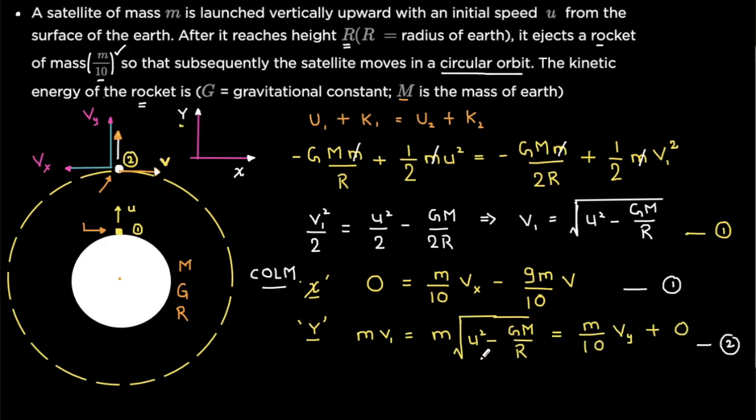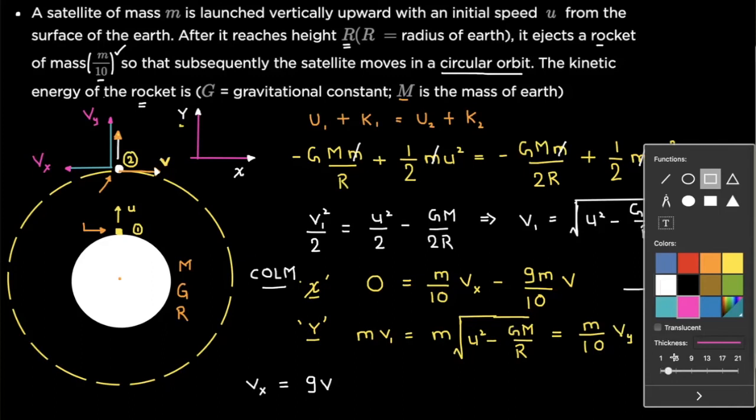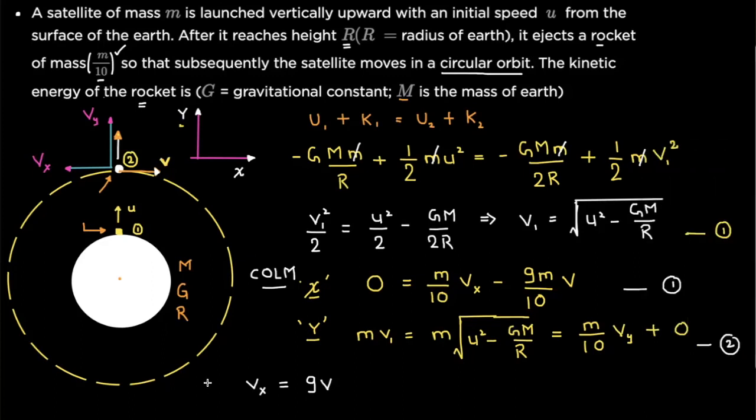Fine. So from the first equation, you'll get the value of Vx. Vx is equal to 9 times V. Now, you can basically arrange the terms in any which way. It entirely depends upon what the question is asking, right? The question is asking kinetic energy of the rocket. And what is the kinetic energy of the rocket? Kinetic energy of the rocket is nothing but half mass of the rocket, which is m by 10, into Vx square plus Vy square, right? So this bracket term is the total velocity square of the rocket. So that is what we have to find out.